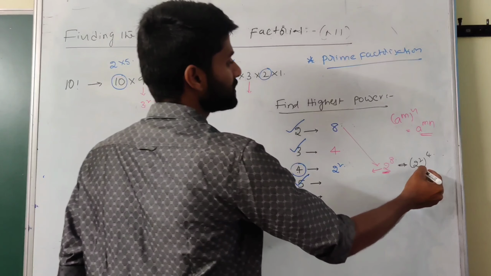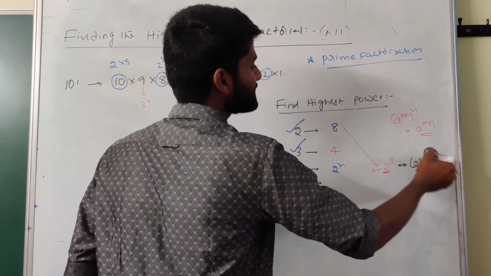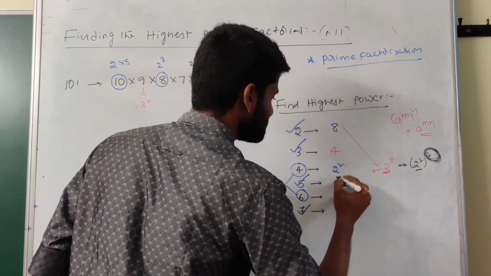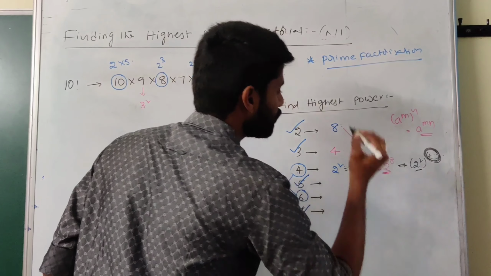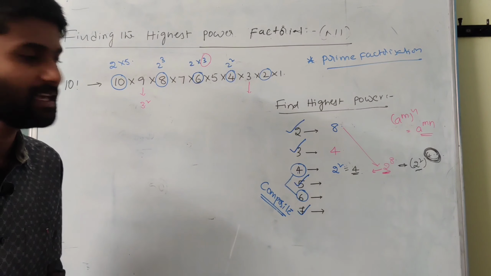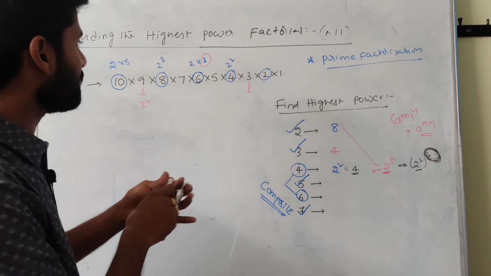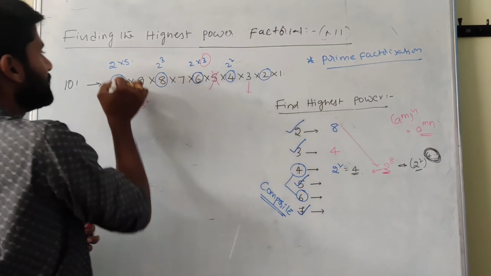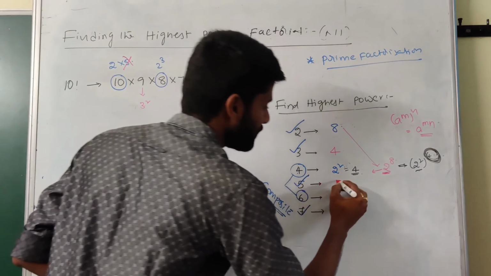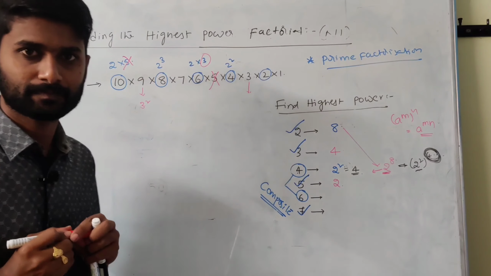Then here is my question: what is the maximum power of 2 square? The maximum power of 2 square is equal to 4 only. That is your answer. Same question: what is the maximum power of 5? Here we have one 5 value, and here we have another 5 value. The maximum power of 5 is equal to 2.